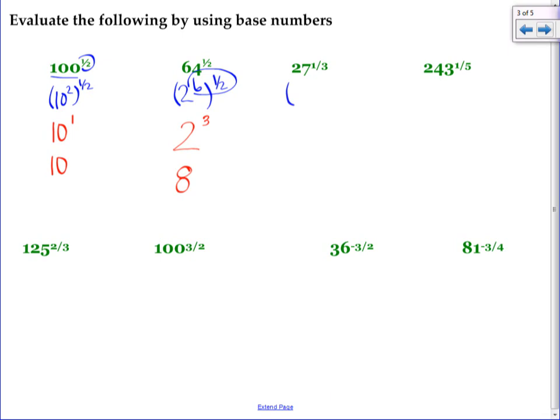Okay, so this process is important. Okay, 27 is what? 3 to the 3rd. So we change 27 to its base number. We multiply the exponents. So we get 3 to the 1, which is 3.